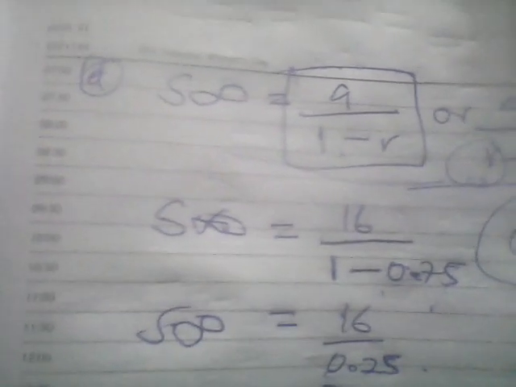In this case, we have already solved the value of R, which is 0.75, which is less than 1. Therefore, we are going to use this equation. What is the first term? It is 16. What is 1 minus 0.75? It is 0.25. You divide, it is 64. Therefore, 64 is the sum to infinity. We have solved all the questions.